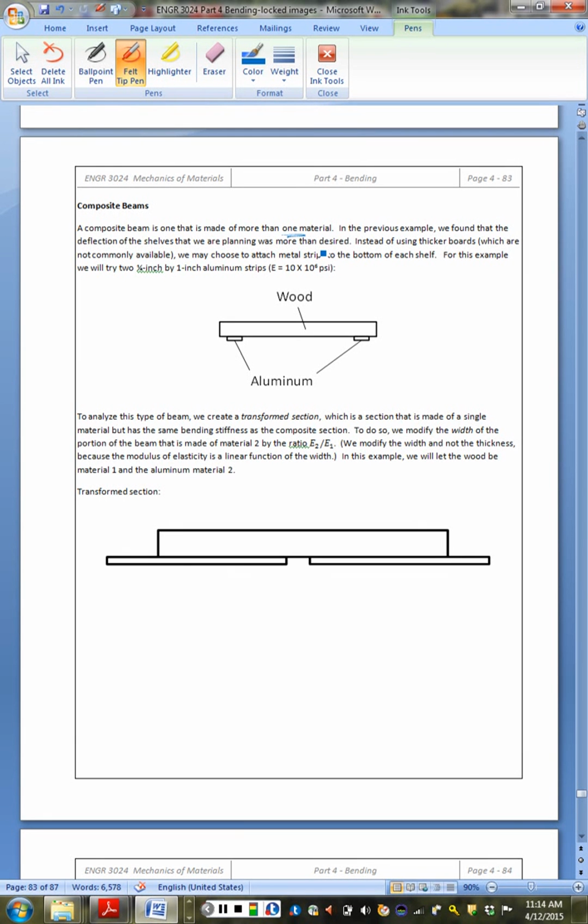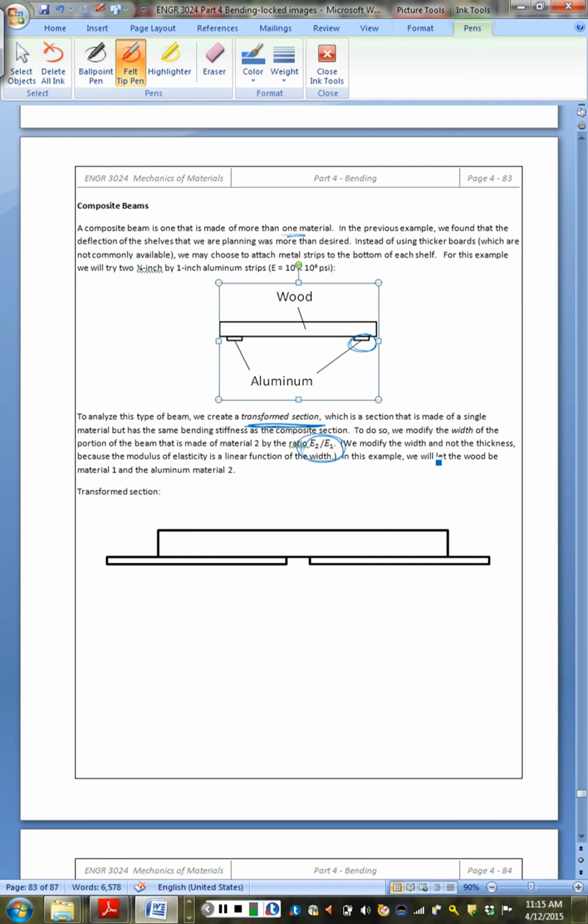We do this by considering what we call a transformed section, where basically we use the properties of one to create a ratio so that we end up doing the math as if the whole structure were wood. So we modify the width only of our added supports and multiply it by this ratio of the moduli.